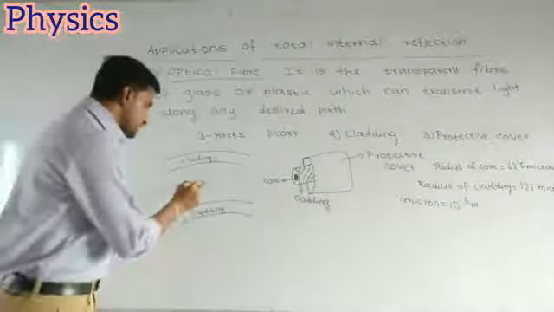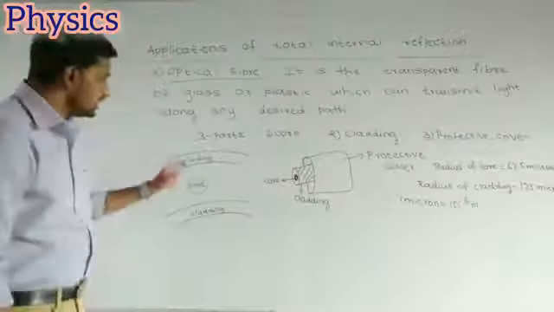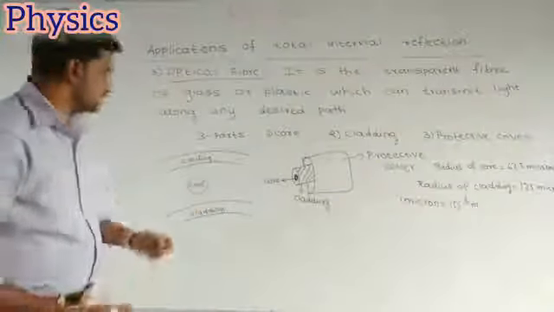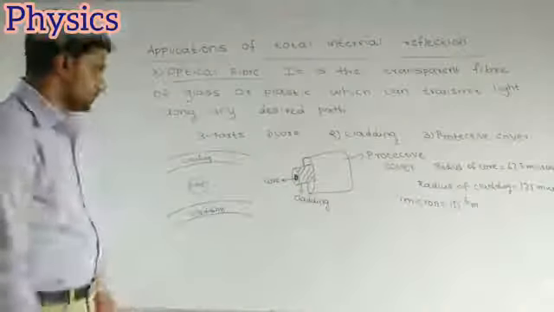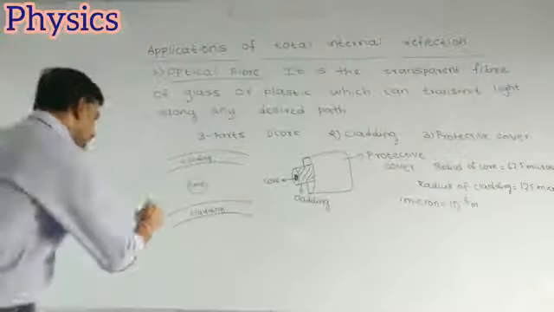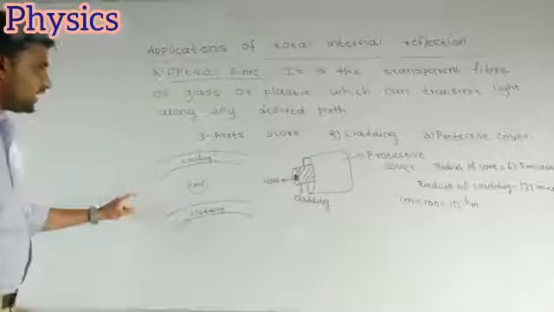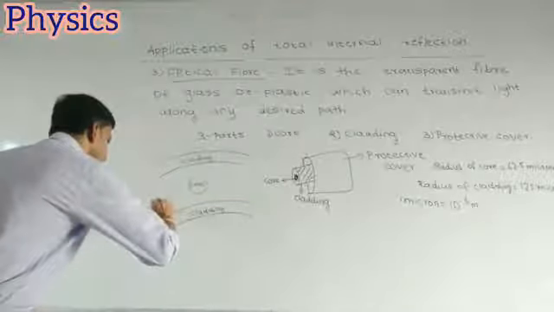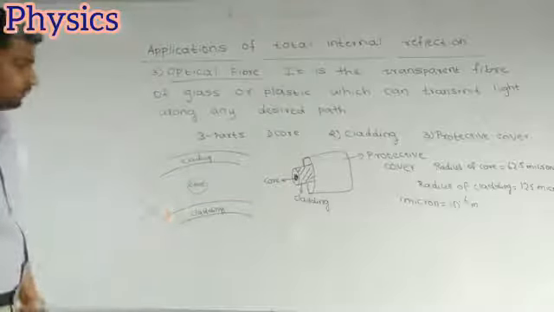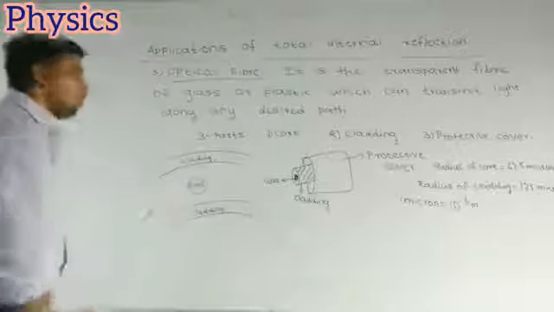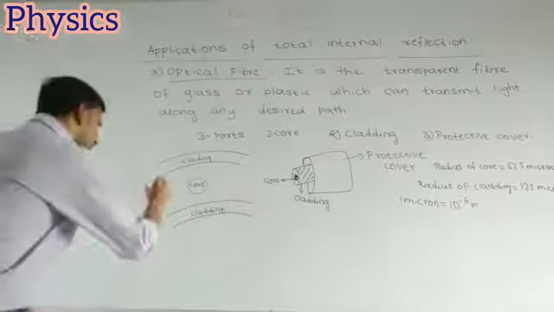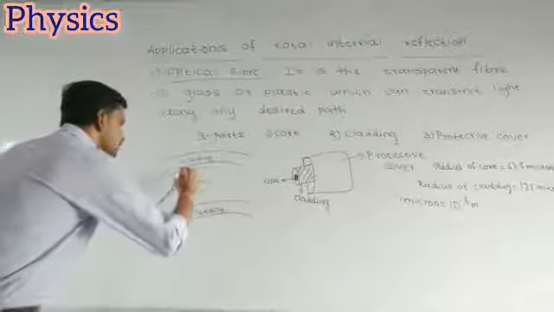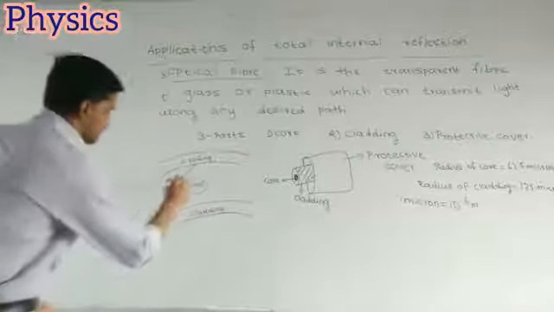Here, the core is much denser than the cladding. That means the core has a higher refractive index than the cladding. Understood? Now I am incident light from one end of this optical fiber. When it enters the optical fiber, it will undergo refraction. It will bend a little, like this.